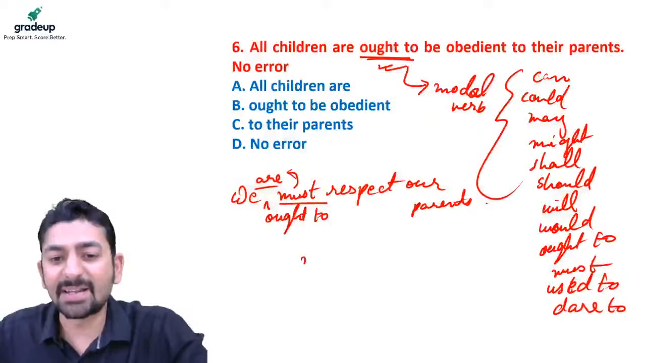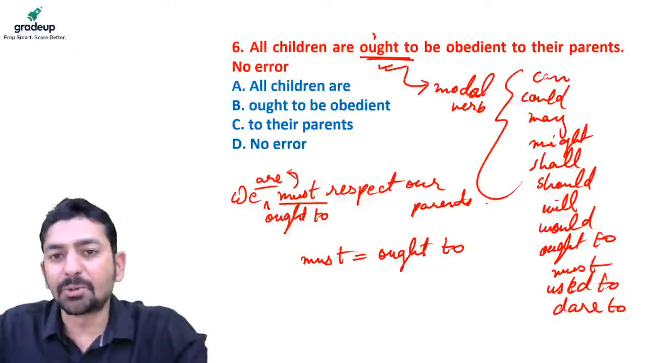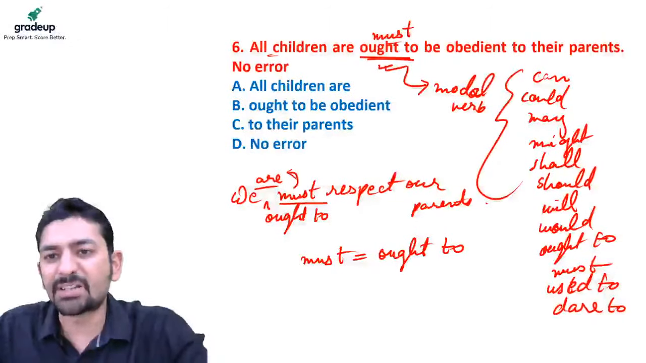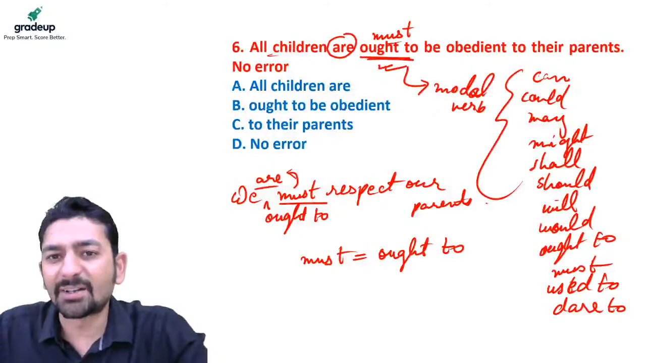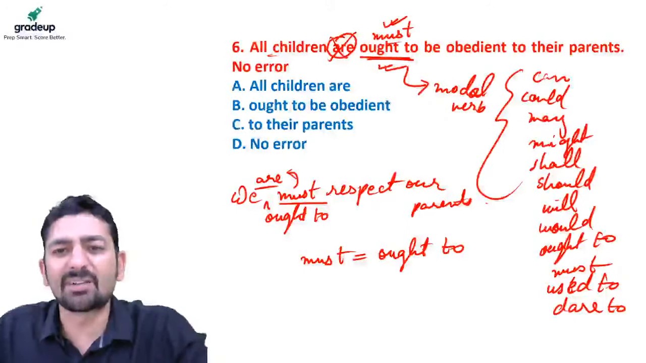Okay, now understand this. Must can be equal to ought to. Like in ought to, you can write must in place of ought to here. All children are must to be obedient to their parents. Does the sentence look correct? What is the error? Here, "are" cannot be written, because this itself is acting like a phrasal verb.